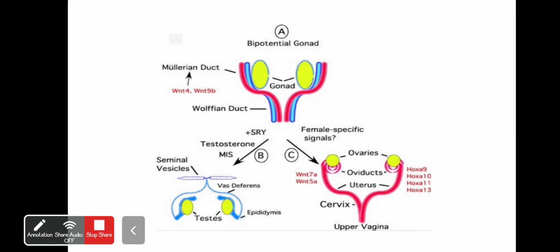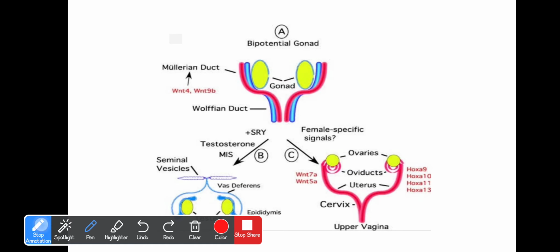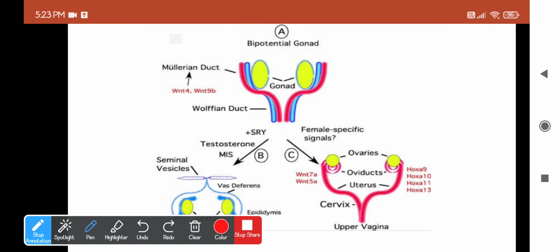So this is how we used to explain the development, right? Initially in the 6th week of intrauterine life, you will have a bipotential gonad which has the ability to develop either into testis or an ovary. Females have XX chromosomes, and males have XY chromosomes. In males, the Y chromosome has the SRY gene which codes for testis determining factor, which will contribute to the development of male sex organs.